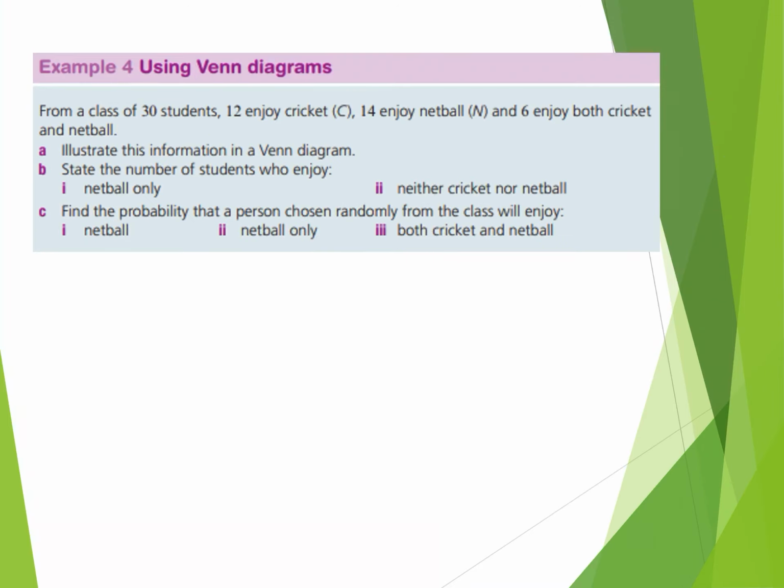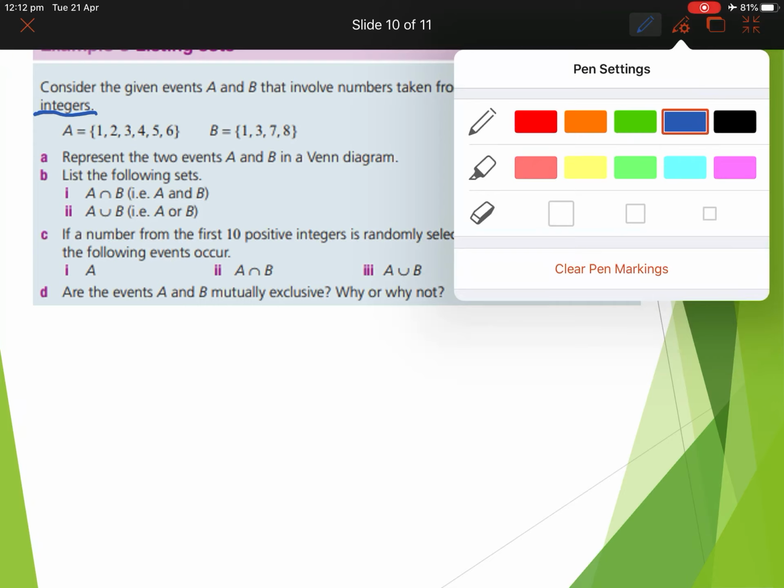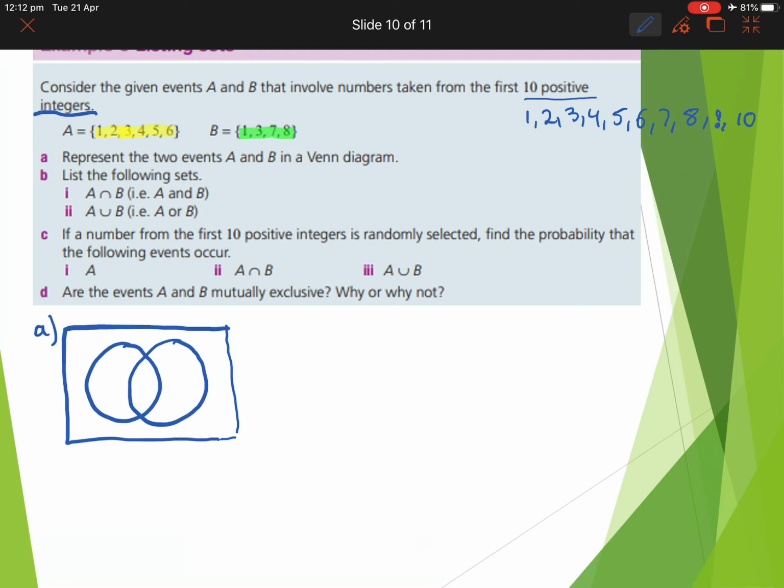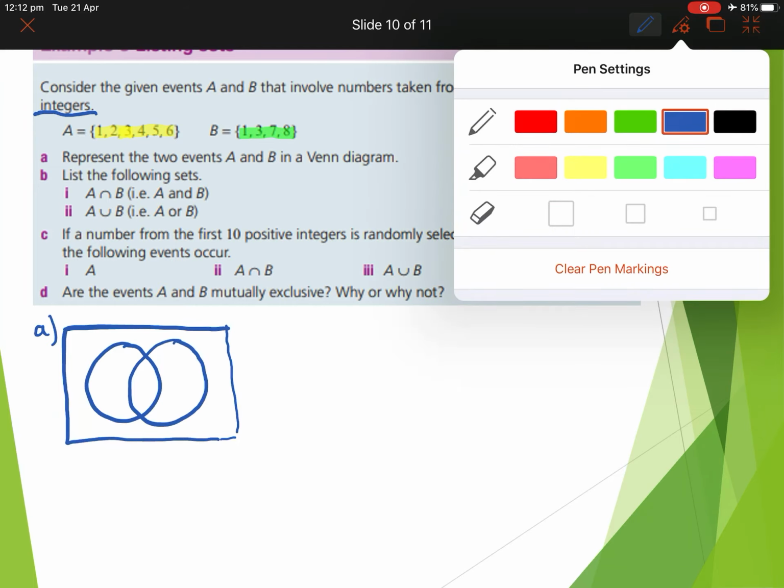Now, I'm going to try to colour coordinate this. So A is these numbers, and B, we've got these numbers. The question asks us to represent the two events A and B in a Venn diagram. I know we've got two sets, A and B, so I'm going to need two circles. Then I've got to put my rectangle around it. I also need to label my two circles so I know which one's which. So I'll colour coordinate again.